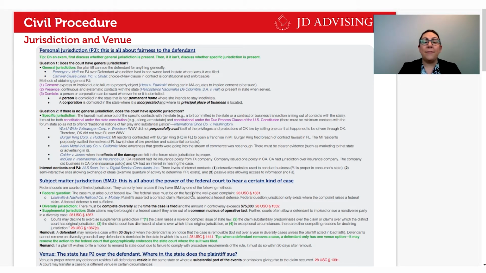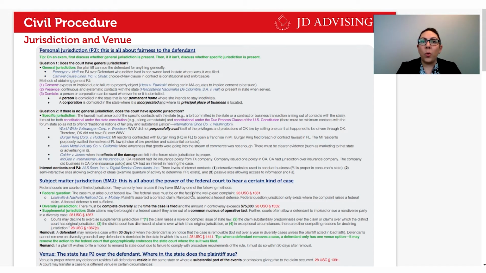So for instance, if I live in Michigan, but I'm in Florida going on vacation, and I get into a car accident while I'm in Florida, and someone wants to sue me for negligence arising out of that car accident, the car accident took place in Florida, so my contact with the state and being in the car accident is directly related to my lawsuit for negligence arising out of the car accident.